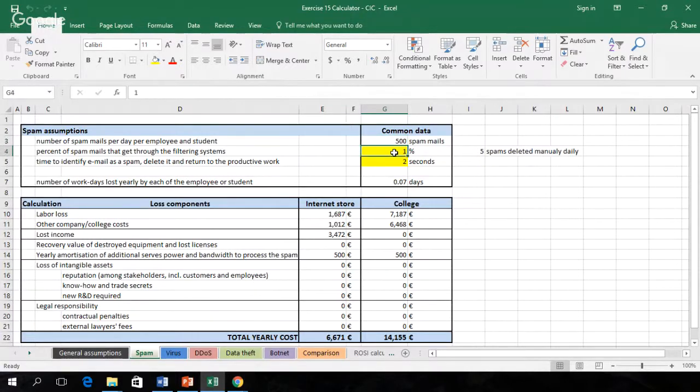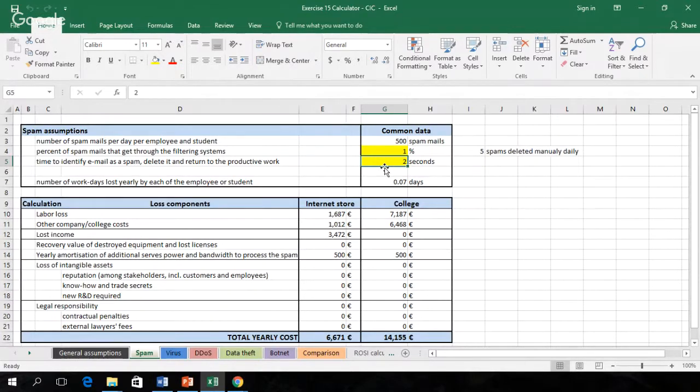And the time to identify the spam mail, delete it and return to productive work is 2 seconds, which is in cell G5. Then, for example, if one deleted 5 spam mails per day, the number of work days lost by each employee or student will be 0.07 days per year. Another cost is increased telecommunication throughput and the use of mail server processing power to transmit and process unwanted mail.